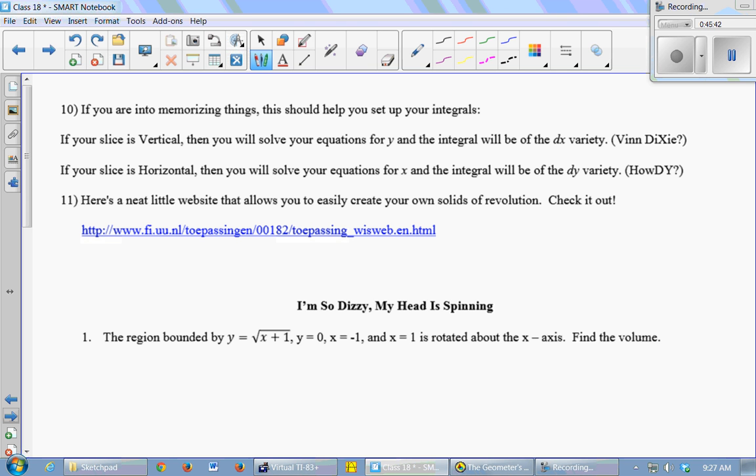Here's a neat little website where you can easily create your own solids of revolution. Just pick any functions you want and watch them revolve and create cool looking solids. Check it out sometime if you want.